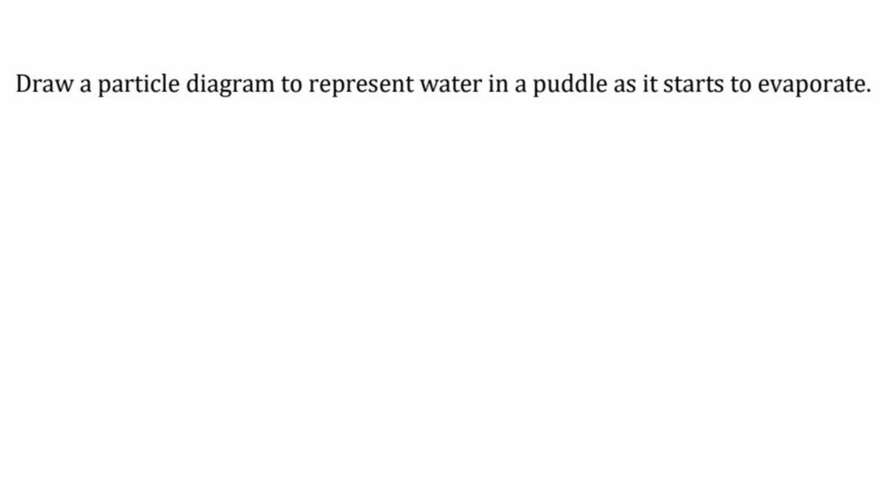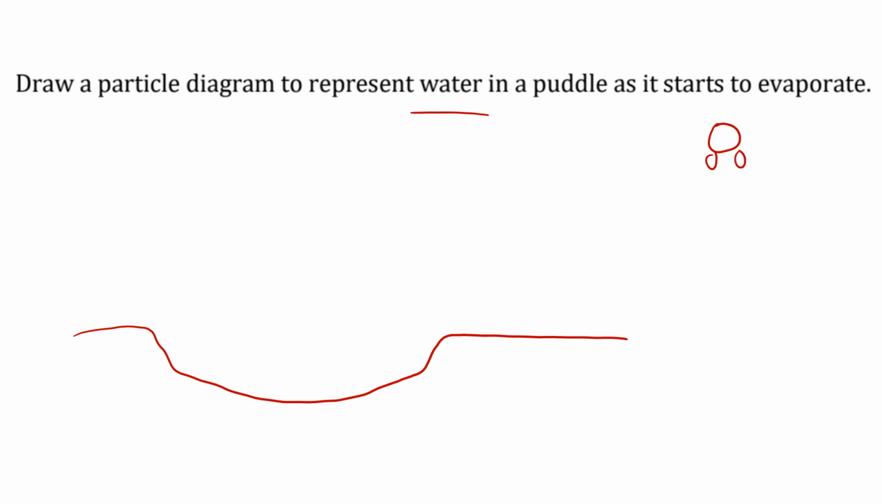Draw a particle diagram to best represent a puddle as it starts to evaporate. So this is asking us to combine solid, liquid, and gas into one diagram. If this is where my puddle will be, remember, water, H2O, is a little upside down Mickey Mouse. This is my H2O.